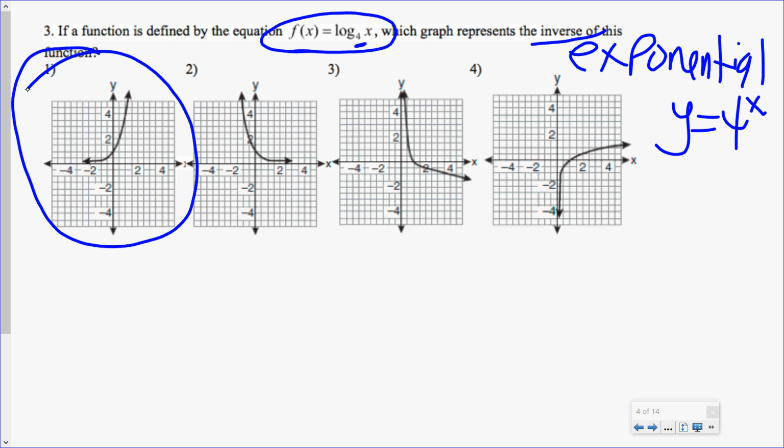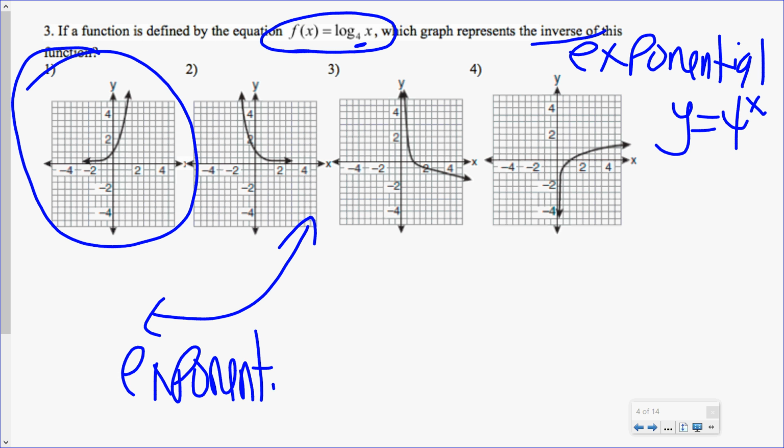You need to understand that exponents and logs are inverses of each other. You have to know that an exponential graph looks like this, and you need to know that a logarithmic graph looks like this.